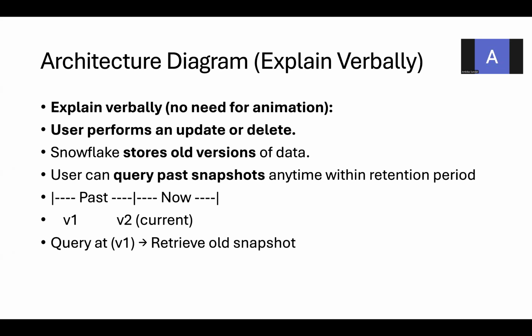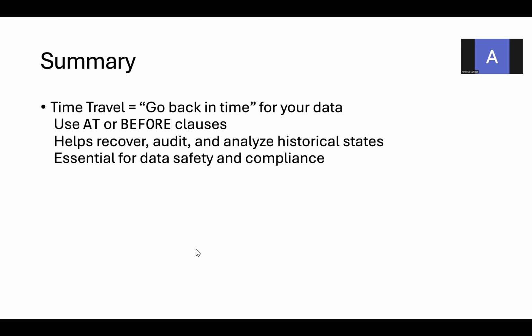Users can query past snapshot anytime within the retention period. For example, in the standard edition, retention period is 1 day. In the enterprise edition, it is 90 days. Using this, you are going to query the past snapshot. So past is V1 and current is V2. So based on this time travel, you are going to retrieve the data. So query at V1, retrieve the old snapshot.